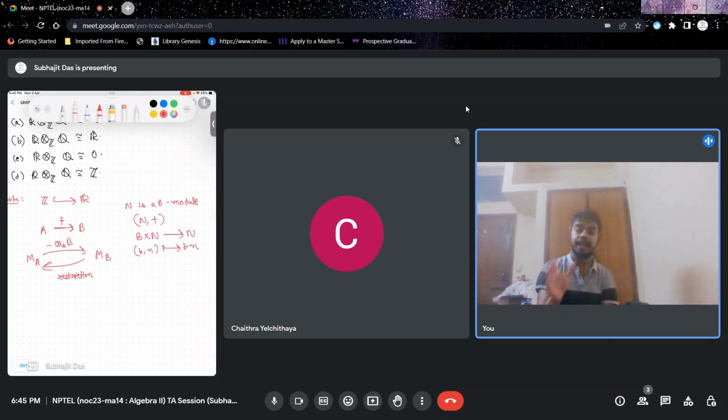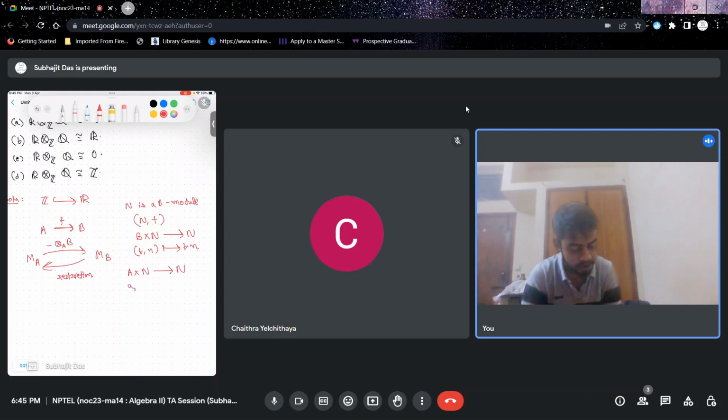Now N can also be thought of as an A module, right? N is already an abelian group. What else do you need to make it an A module? You just need scalar multiplication by the elements of A. So you need a mapping of A cross N into N. And how do you define this mapping?